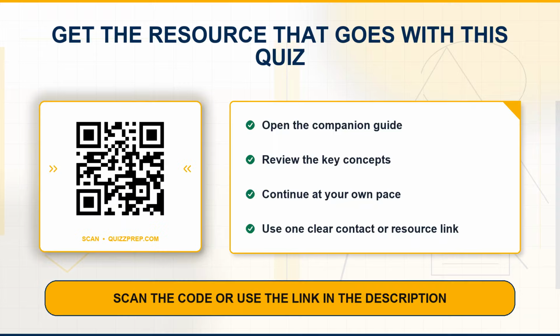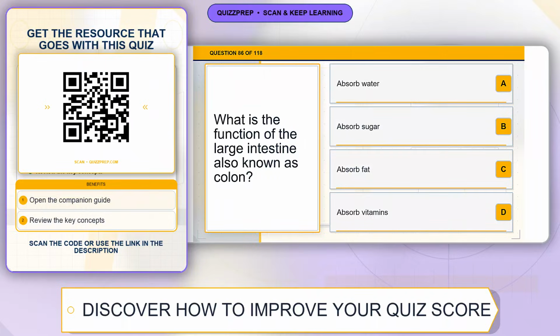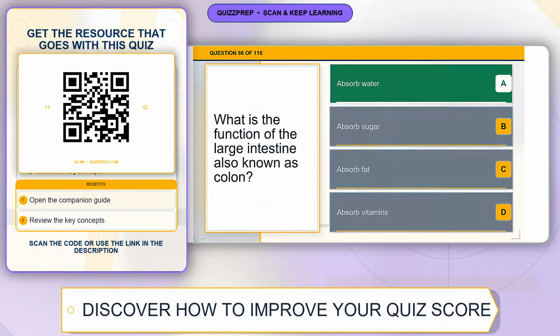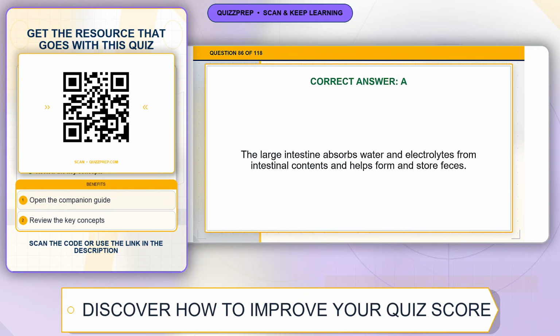Question 86. What is the function of the large intestine, also known as colon? Option A, absorb water. Option B, absorb sugar. Option C, absorb fat. Option D, absorb vitamins. The correct answer is option A, absorb water. Explanation. The large intestine absorbs water and electrolytes from intestinal contents and helps form and store feces.